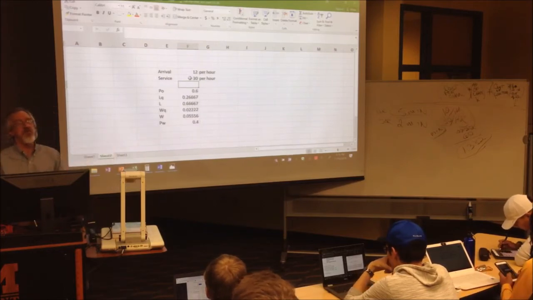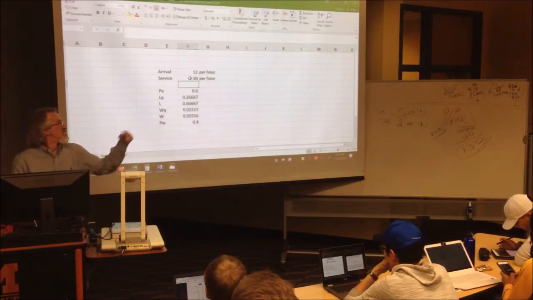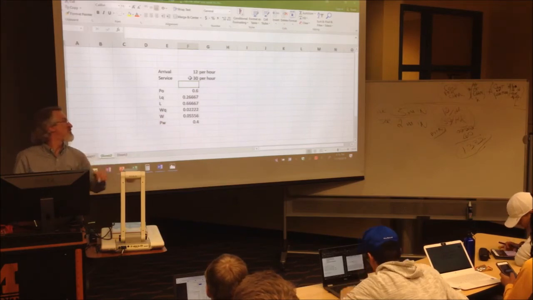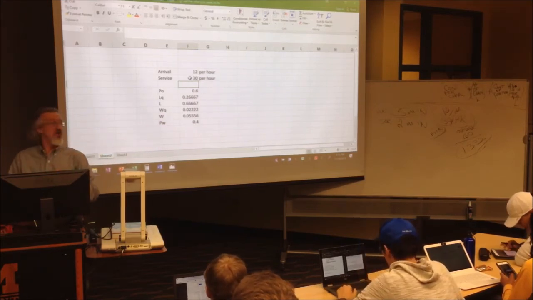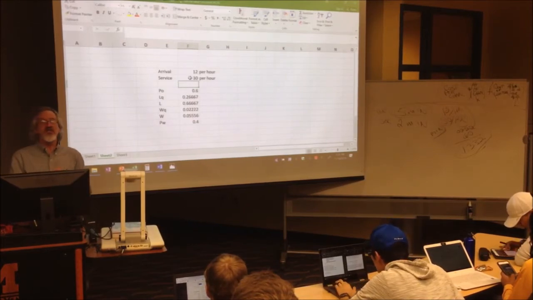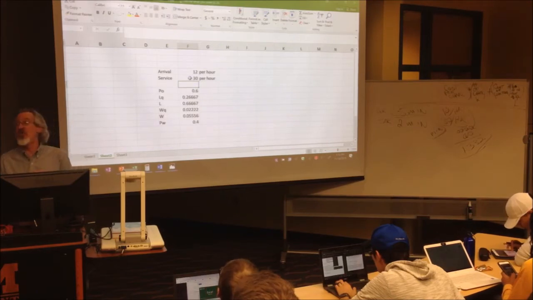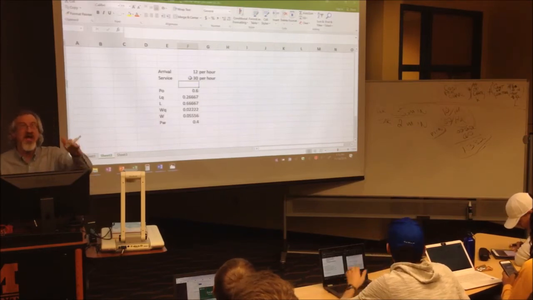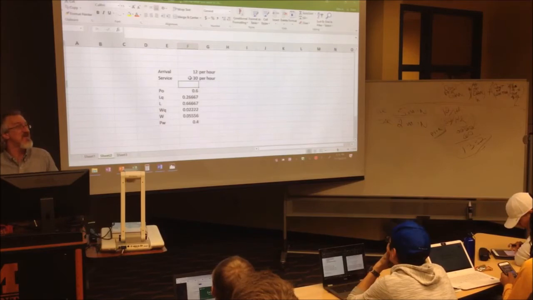Real quick, same problem. Every 5 minutes a customer arrives, we convert it to 12. We're taking their order, it takes about 2 minutes, we convert it to 30. Then the question says, what's the probability that the cashier is going to have time to work on his or her homework and not have to wait on anybody? What's the probability of that taking place?